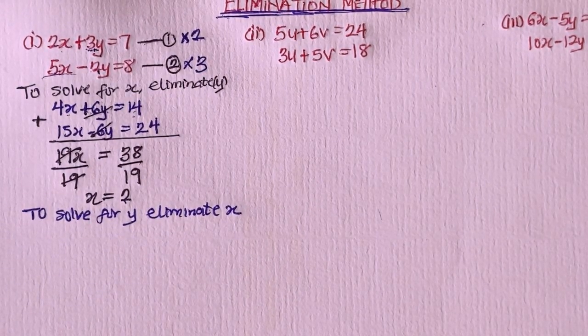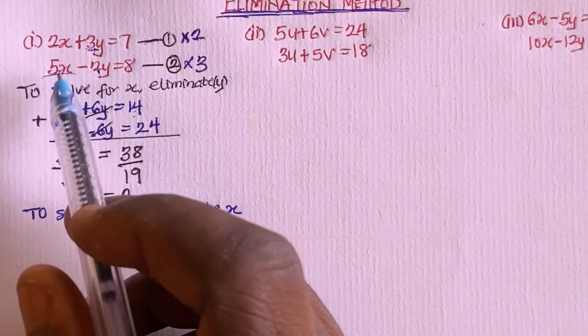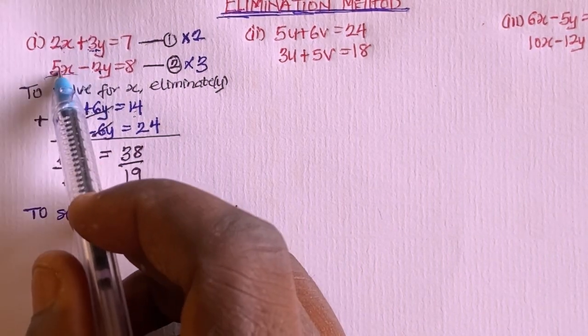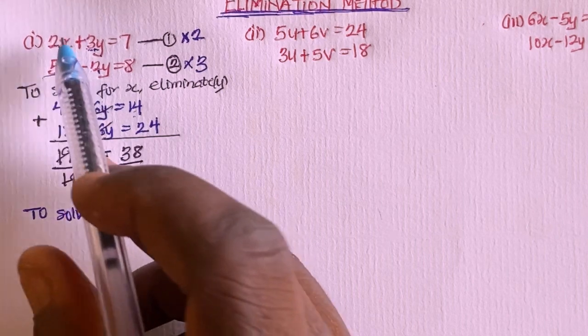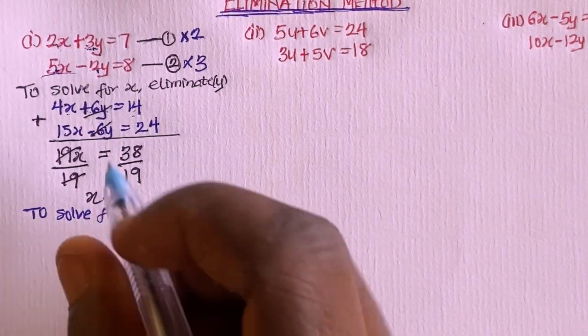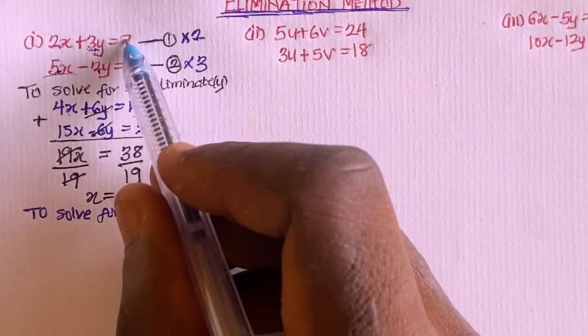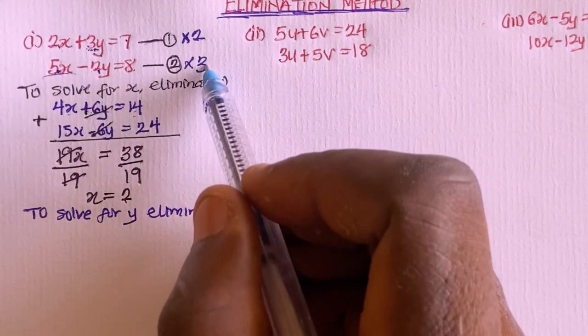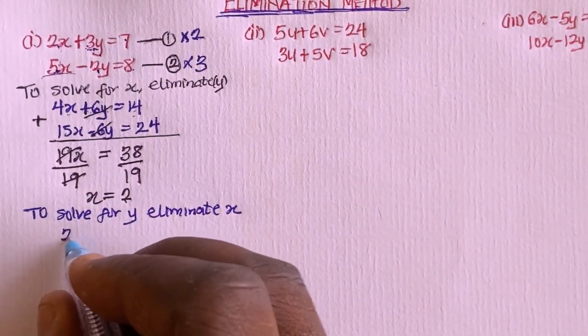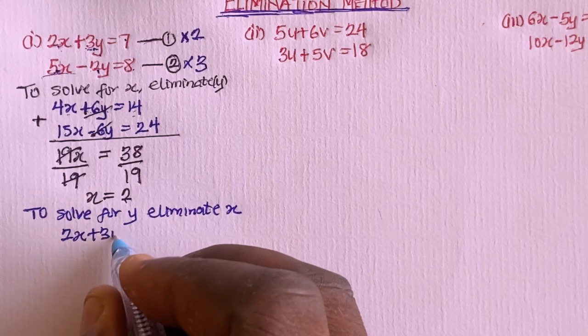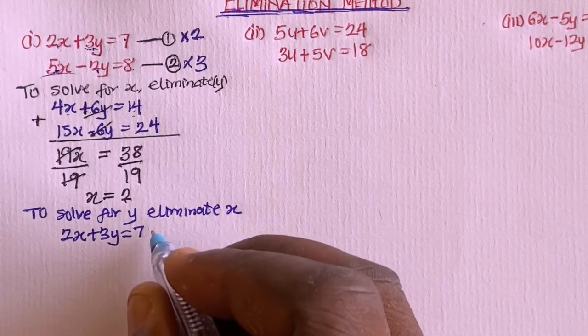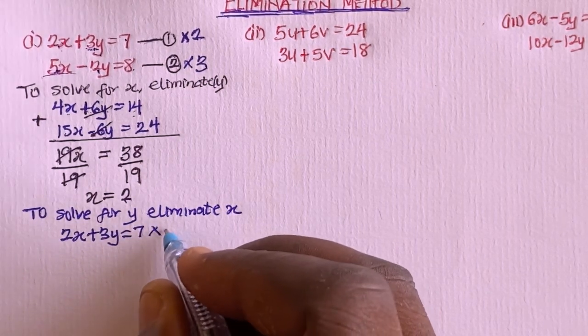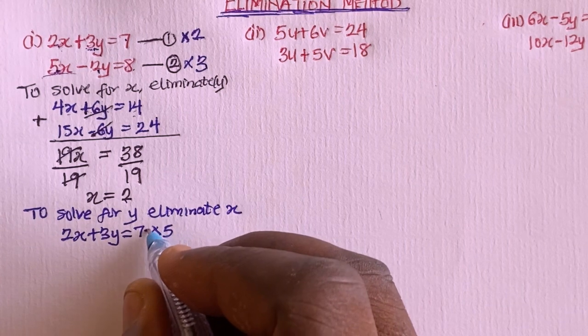Eliminating x in this case, I check the coefficient of x here is 2 and the coefficient of x here is 5. Then I must balance the coefficient by multiplying everything here by 5 and multiplying everything here by 2. So here I have 2x plus 3y equals 7. Then I'm going to multiply by 5, exactly. I'm going to multiply everything here by what?